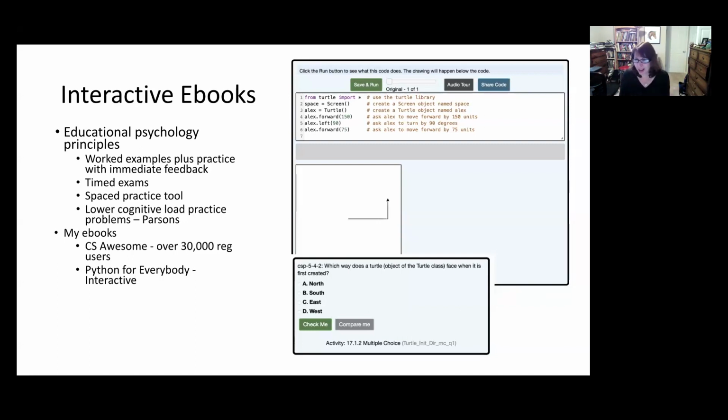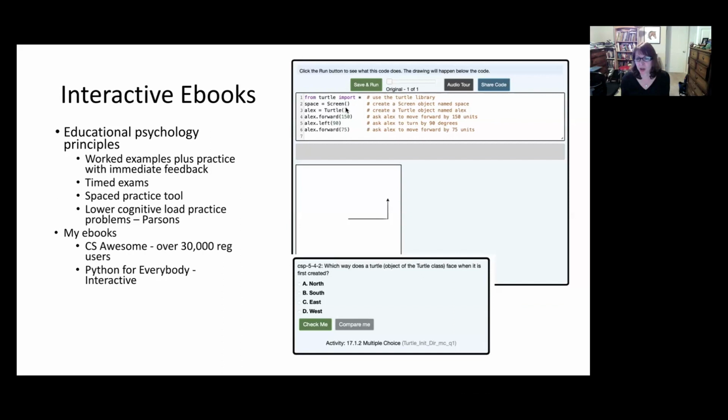And then, of course, lower cognitive load problems like Parsons problems, which are a completion problem. And then I've been creating ebooks, and the two that I have the most users for are CS Awesome, which was created for the advanced placement computer science A course, which is equivalent to a college level CS1 in Java, object-oriented programming in Java. And then the course that I teach at Michigan, I use this Python for Everybody interactive course that's Python.